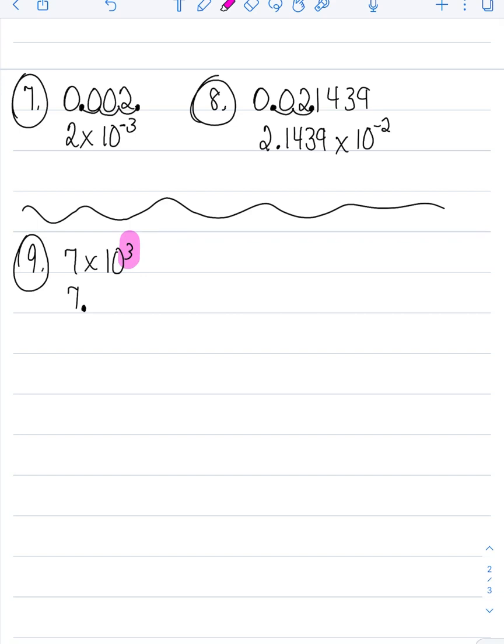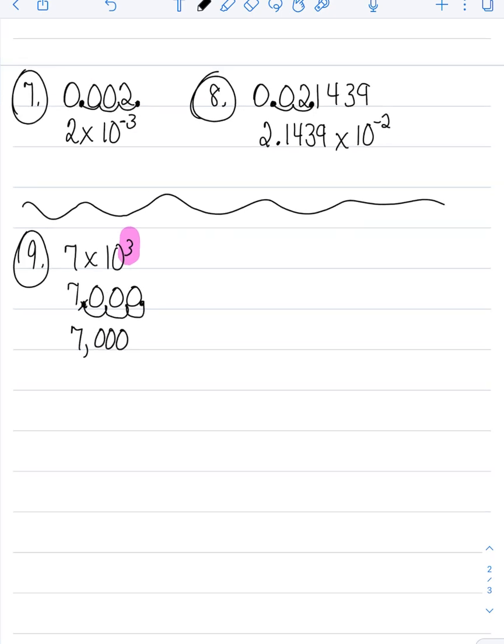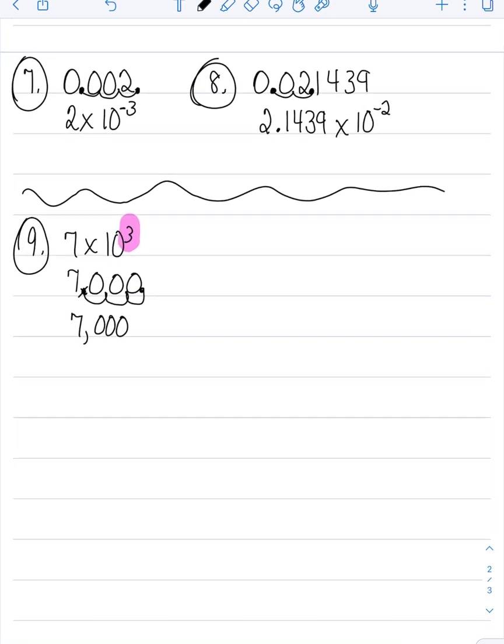Remember, positive exponents represent big numbers. So that means I'm going to move my decimal 3 spaces to the right. So watch this. Here's 1 jump, 2 jumps, 3 jumps. So now my decimal is over here, and you fill in those empty jumps with zeros. So 7 times 10 to the third power in standard notation is 7,000. Now you don't have to clean it up like that. I'm just going to so you can see what the final number looks like.